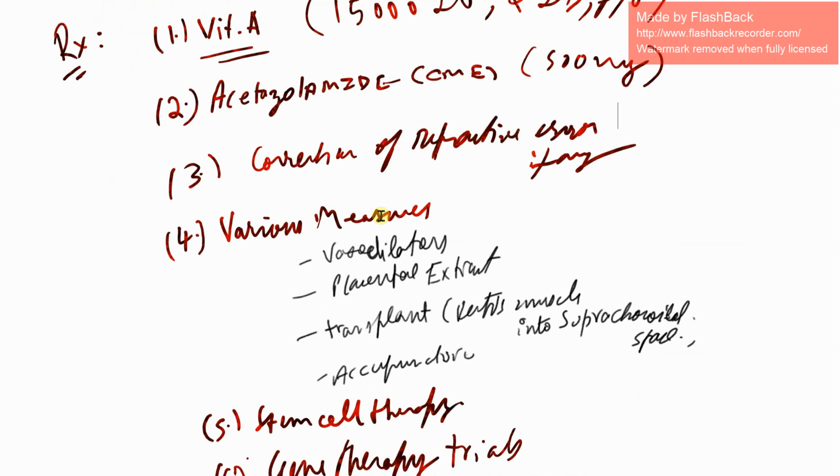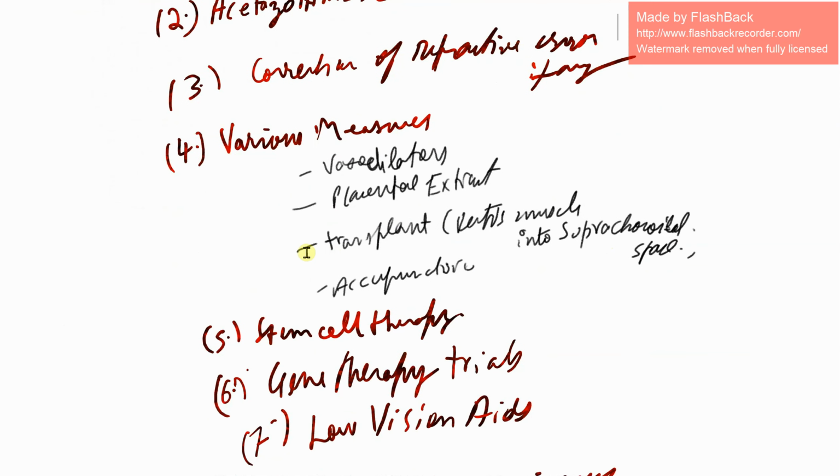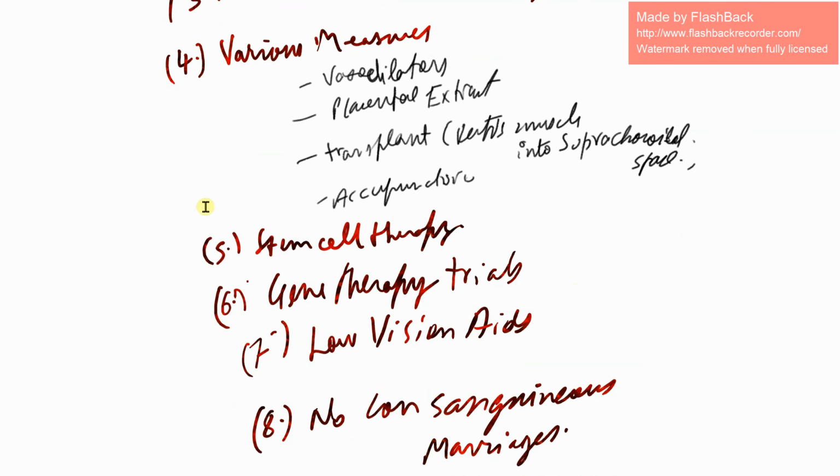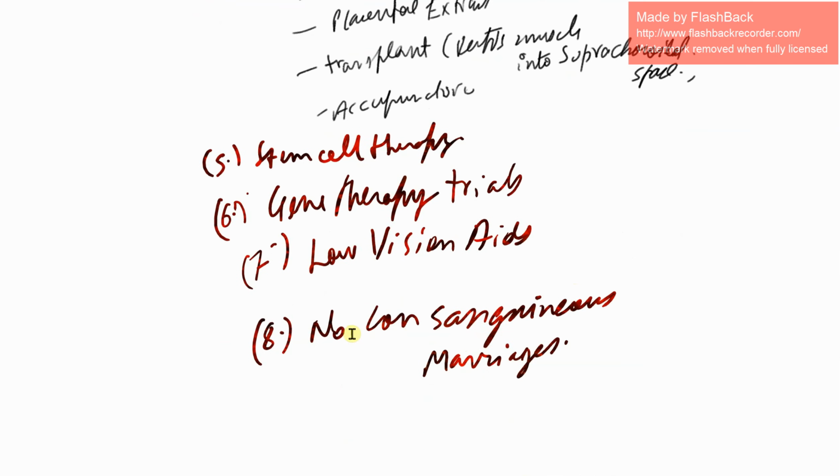Various measures have been put into practice, such as the use of vasodilators, placental extract, transplants of the rectus muscle in suprachoroidal space, and acupuncture. Stem cell therapy and gene therapy trials have been tried, as well as low vision aids and the prevention of any consanguineous marriages, marriage between the family, like brother and sister marriages. Consanguineous marriages are a risk factor for the development of retinitis pigmentosa, so consanguineous marriages should be avoided. So that's all about retinitis pigmentosa, the main points.